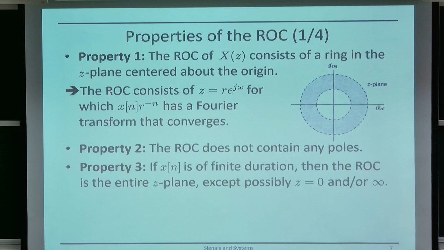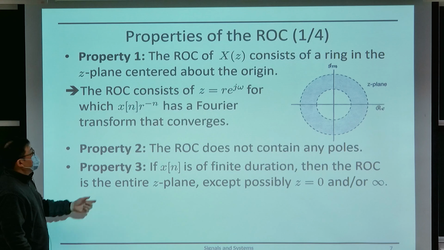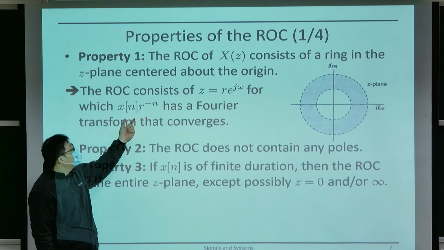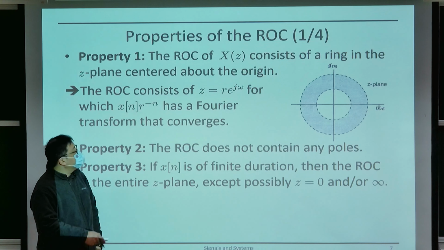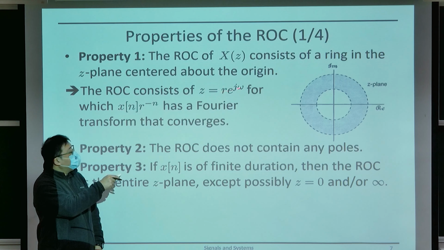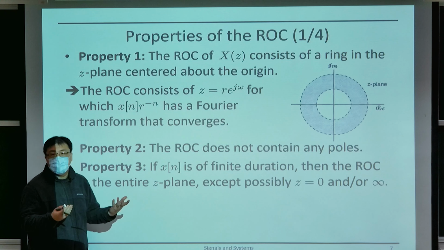Right. So the ROC consists of z equal to r times e to the j omega, for which this x[n] times r to the minus n has a Fourier transform. Okay. So if this has a Fourier transform, then this converges, right? Then the z transform converges for any point z with magnitude r and any value of omega. Okay.